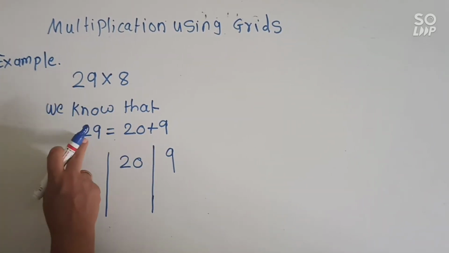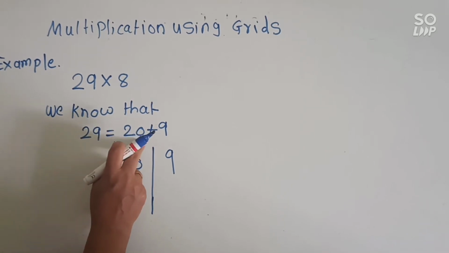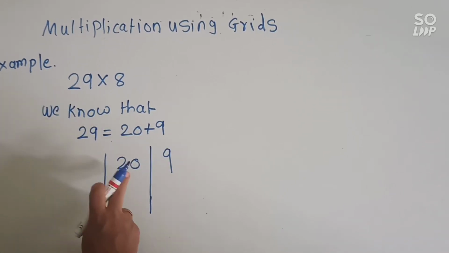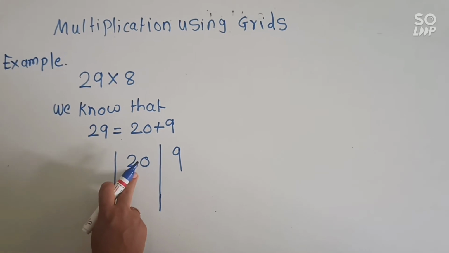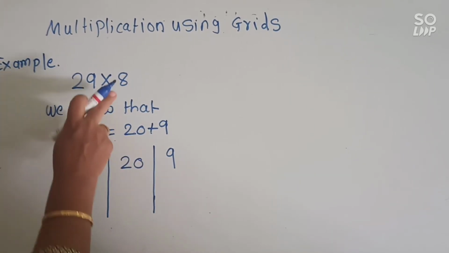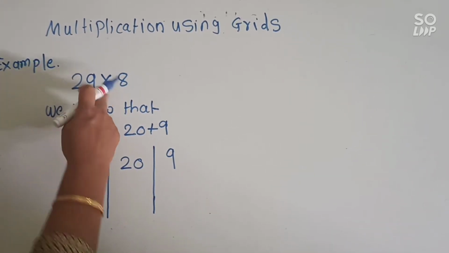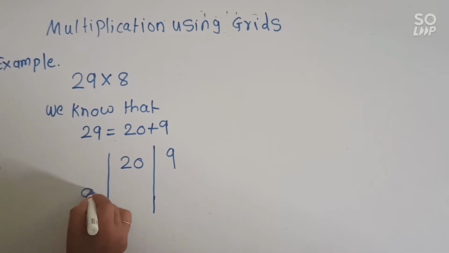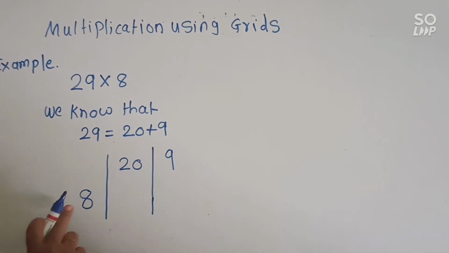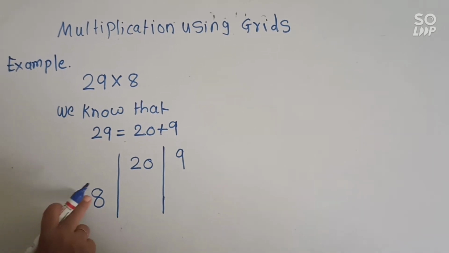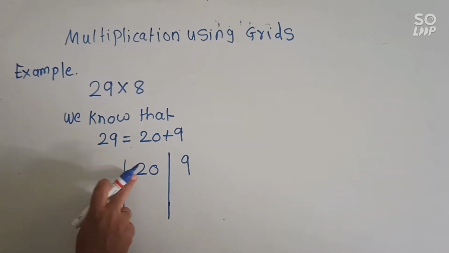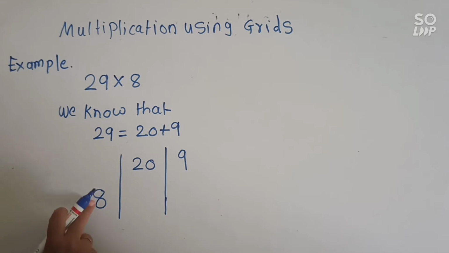We know that 29 means 20 plus 9. Okay, so we have to write here 20 and here 9, and we have to multiply by 8. So 8 will come here. Okay children, now here we have to multiply 20 by 8.